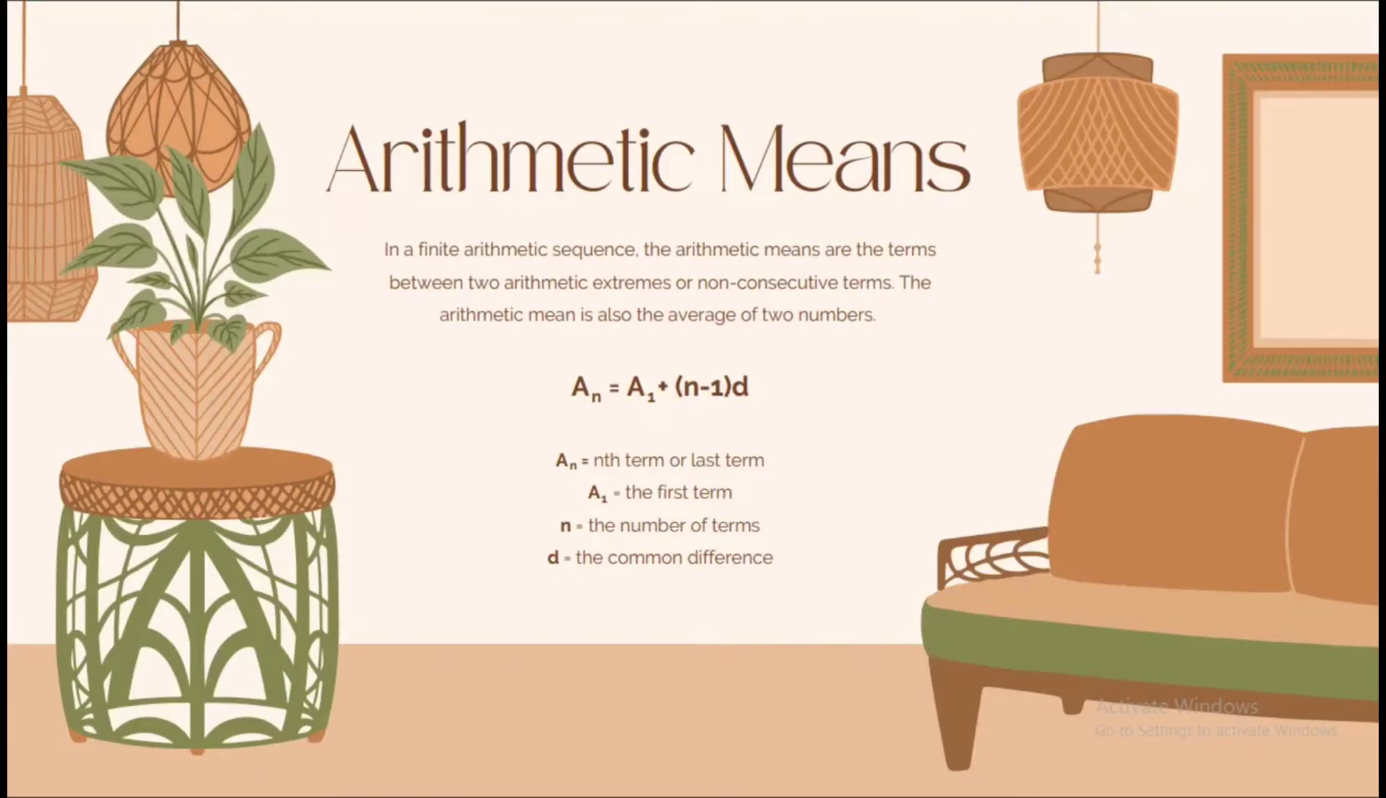Arithmetic means. In a finite arithmetic sequence, the arithmetic means are the terms between two arithmetic extremes or non-consecutive terms. The arithmetic mean is also the average of two numbers. Our formula: a sub n is equal to a sub 1 plus the quantity of n minus 1 times d. A sub n represents the nth term or last term. A sub 1 represents the first term. N represents the number of terms, and lastly, d represents the common difference.